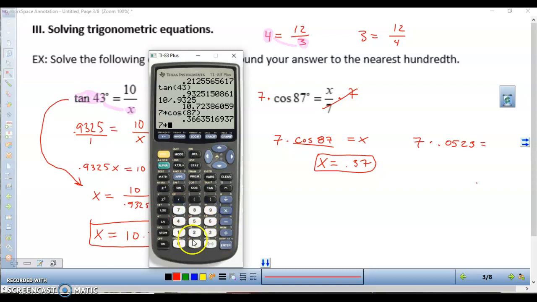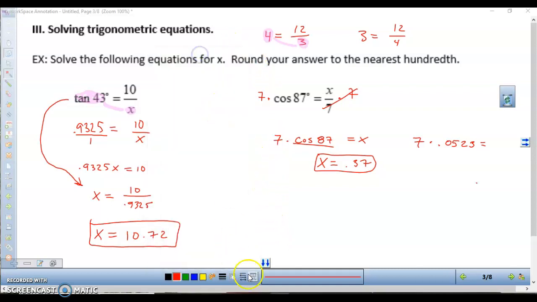7 times 0.0523. And I get, again, 0.3661 or 0.37. So it doesn't matter. You can use the calculator, or, of course, you can use the table. All right.